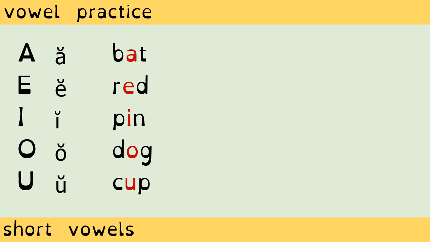Okay, vowels typically have two different sounds, the long sound and the short sound. Now, it is time to talk about the short sound. The short sound for the letter A is A. The short sound for the letter E is E. The short sound for the letter I is I. The short sound for the letter O is A. The short sound for the letter U is A.